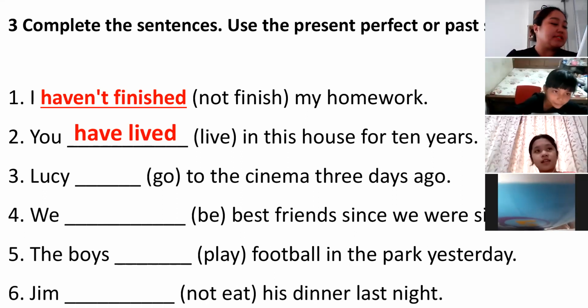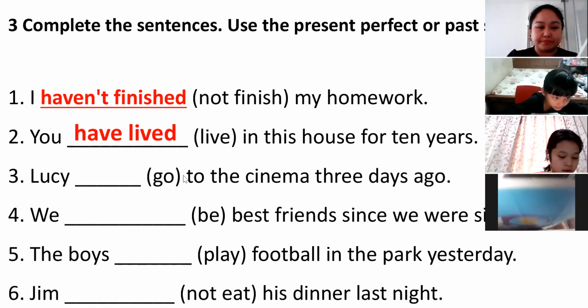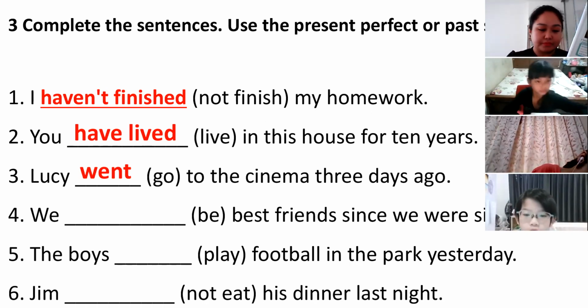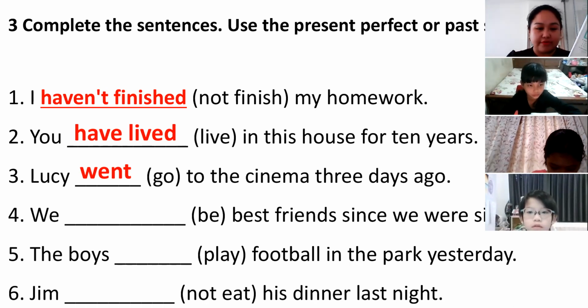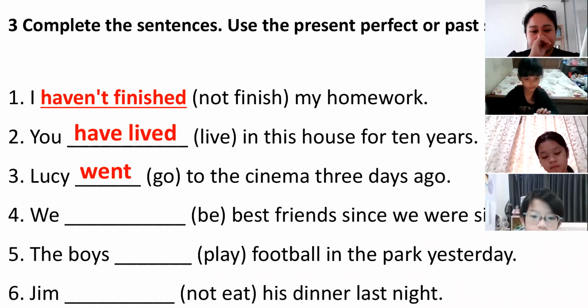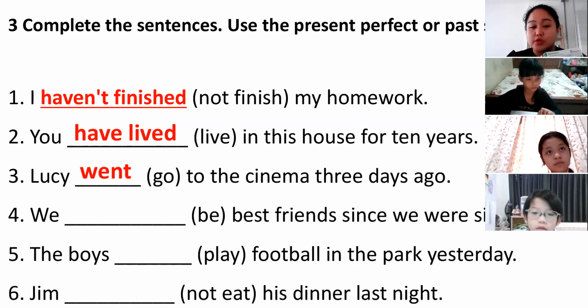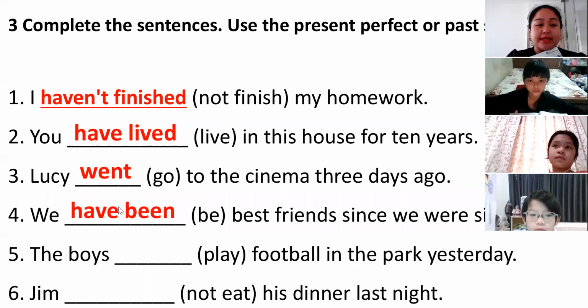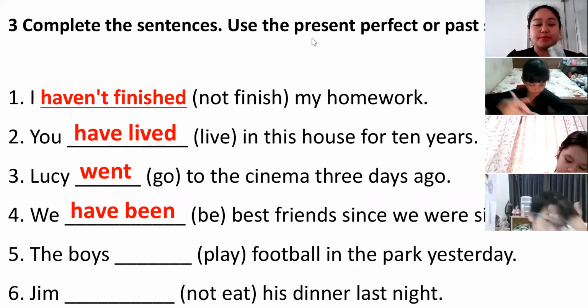Okay, Sawish, answer number four. We have been best friends since we were six. Okay, very good. How did you know, Sawish, that the sentence is in present perfect tense? How did you know? Because the sentence shows that the action happened in the past and still happening in the present.